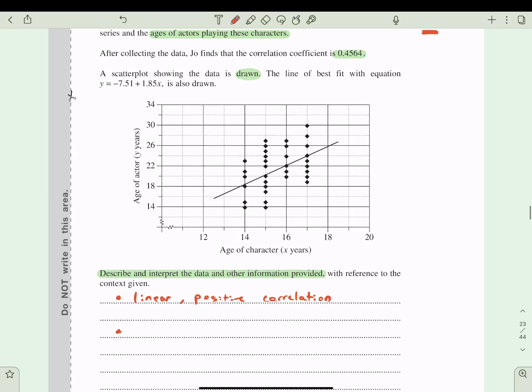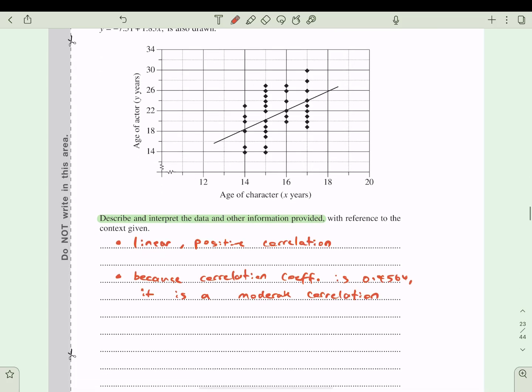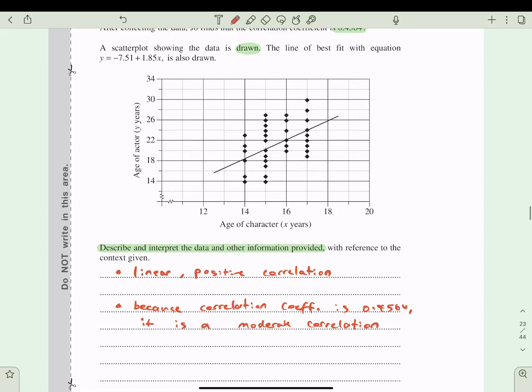After that, we also realized that they told us that the correlation coefficient is 0.4564. Now, this is neither strong nor weak, so we're going to call this a moderate correlation. So because the correlation coefficient, or coef for short, is 0.4564, it is a moderate correlation. Okay, so not a very strong relationship, but not weak either.